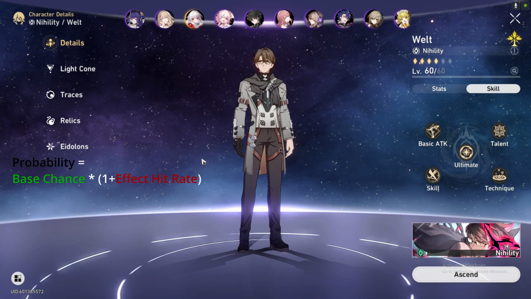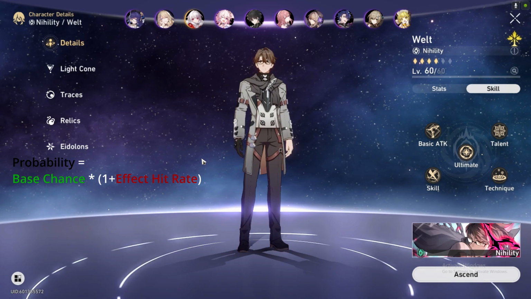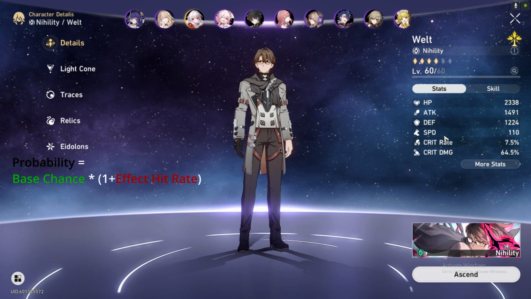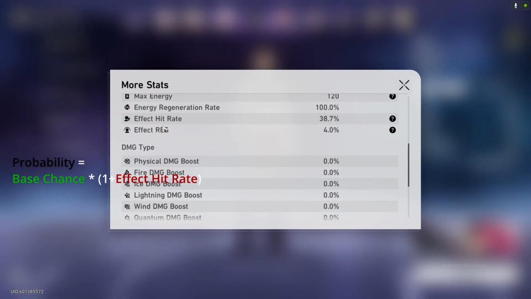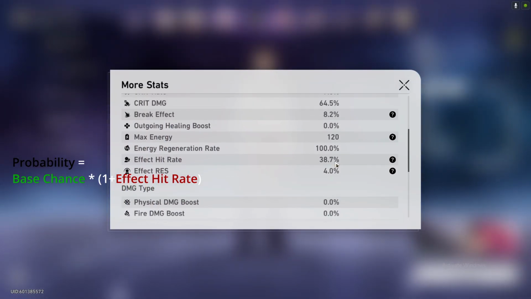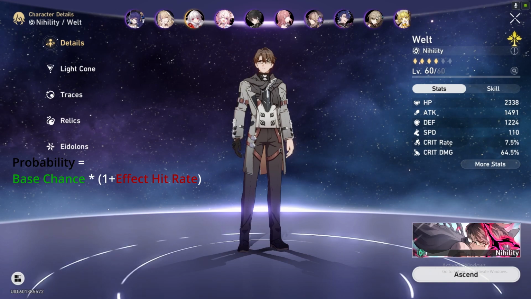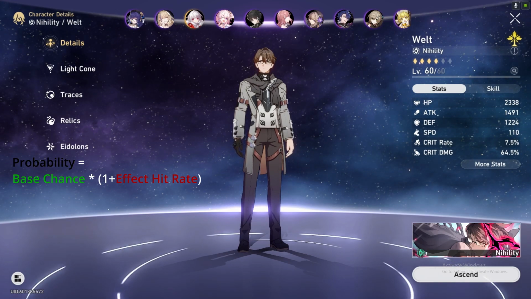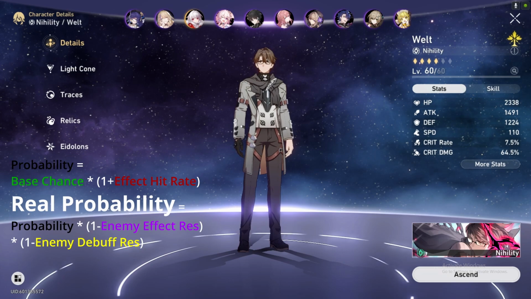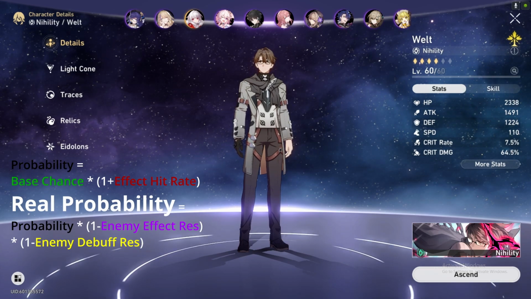And your effect hit rate comes from your relics and your light cone. All you have to do is go into your stats, and you can see that my wealth has a 38.7% effect hit rate. You can multiply these, and this is going to be your chance to apply the effect. But this number is not the actual chance that you will have at applying the effect, because you also have to take into account the enemy's effect resistance and debuff resistance.